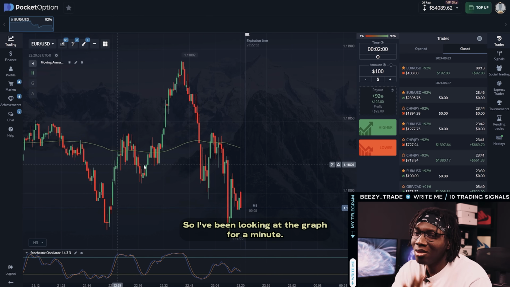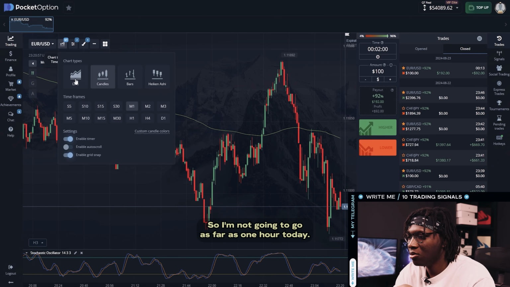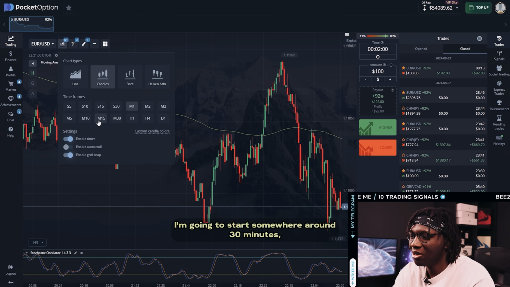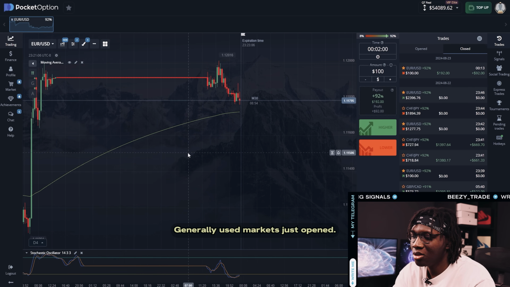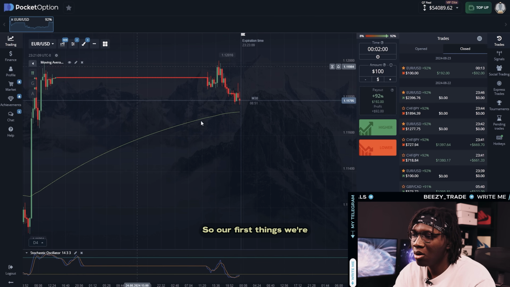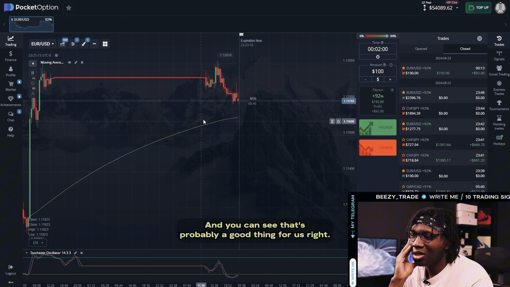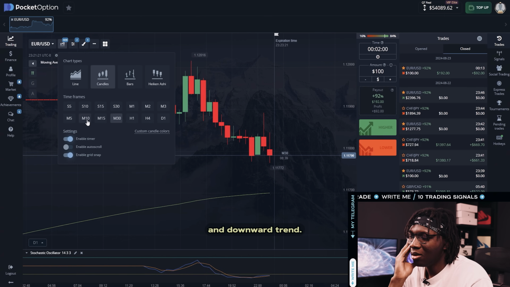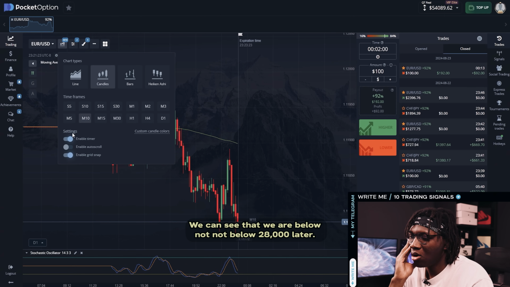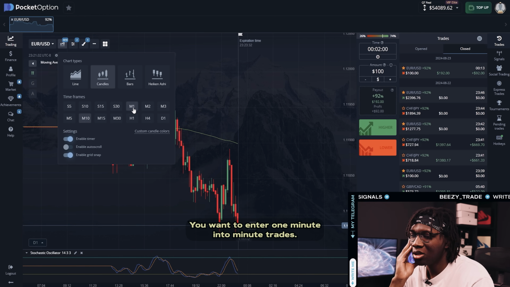So I've been looking at the graph for a minute, but I'm gonna just show you quick the things that I'm seeing. I'm not gonna go as far as 1 hour today. I'm gonna start somewhere around 30 minutes, kind of just get a feel for how the market is going generally. The market's just open. So our first thing we're looking at is we can see the price starting a little bit lower, and that's probably a good thing for us, right? We're seeing that the market is kind of starting a downward trend. We can see that we are below, not below 20 yet. I know that guy says later, but it doesn't really matter. But we can see that the trend is pulling downwards, which is good for us, especially if we want to enter 1 minute and 2 minute trades.